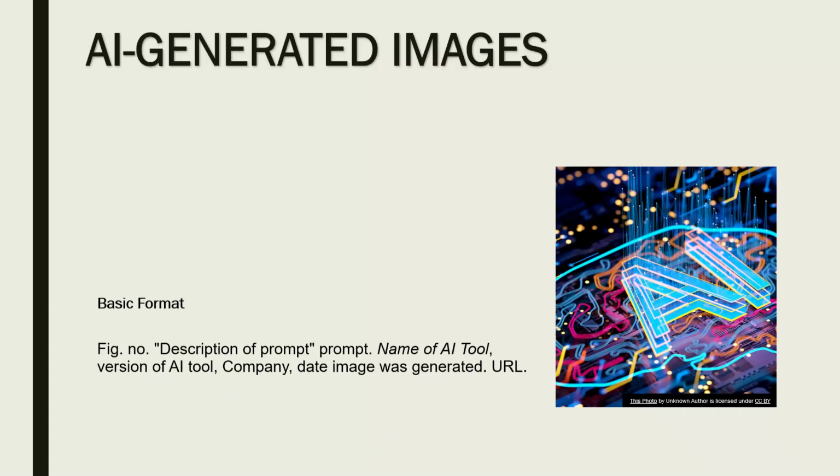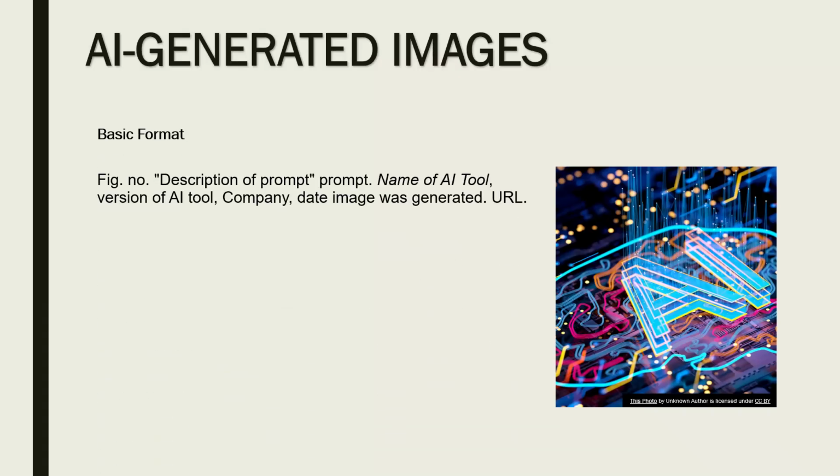Let's look at the basic format for AI-generated images. First, you'll provide the figure number for the image. Next, you will then need to provide the description of the prompt you used. Then, you will need to name the AI tool, followed by the version of the AI tool. Then, the company's name that created the AI tool, and then the day, month, and year the image was generated. If there is a shareable URL to the chat, you will put it at the end of the citation.